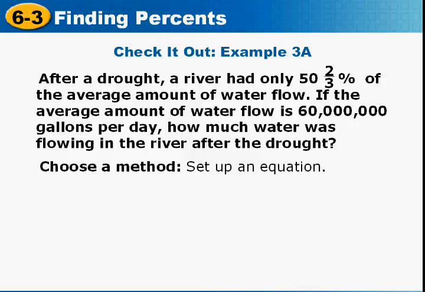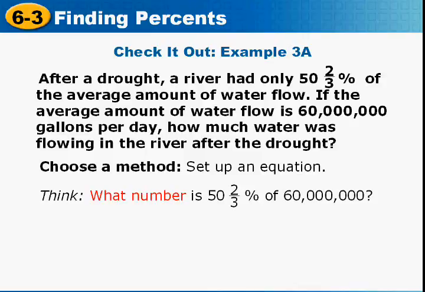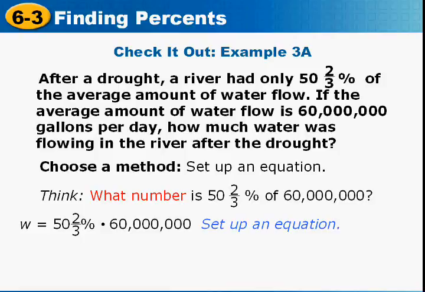Okay, you need to be thinking, what number is 50 2/3% of 60 million? The reason why you think that is because it says a river had only 50 2/3% of the average amount of water flow. Of the average amount of water flow. What was the average amount of water flow? The average amount of water flow is 60 million. So that's why you need to be thinking, what number is 50 2/3% of 60 million? So I set up my equation.